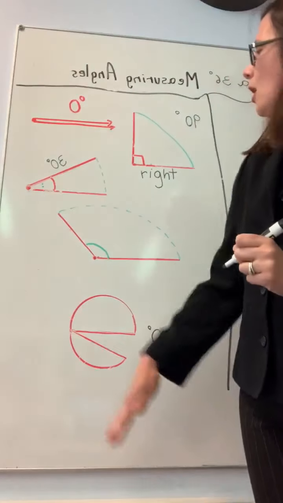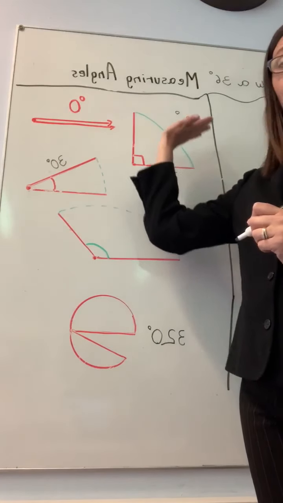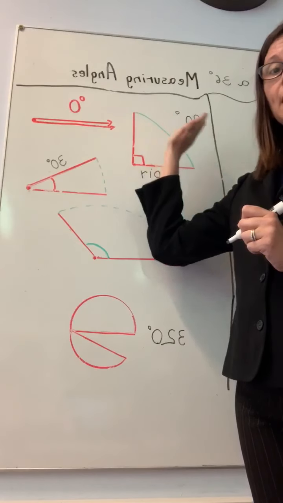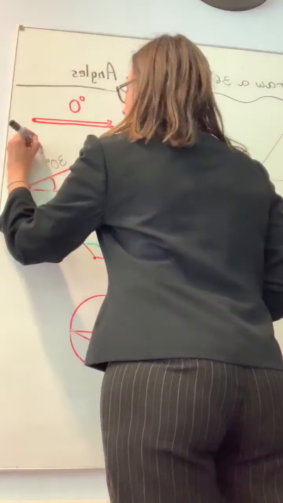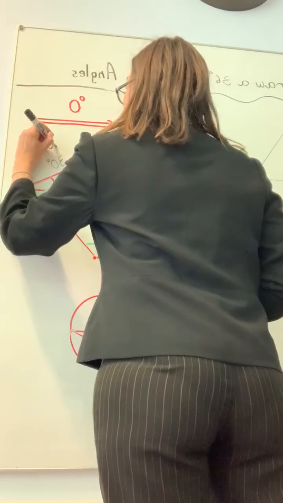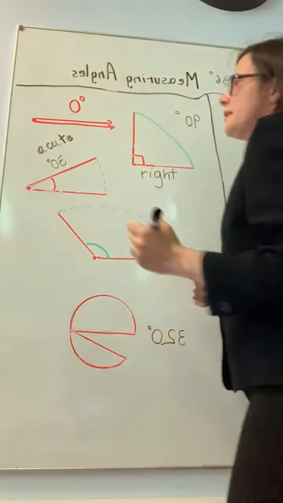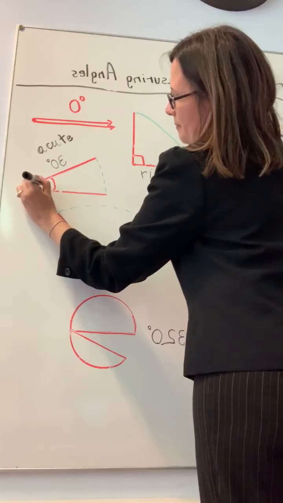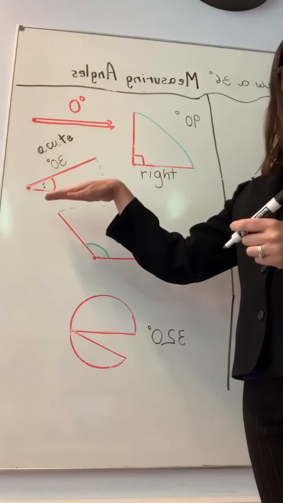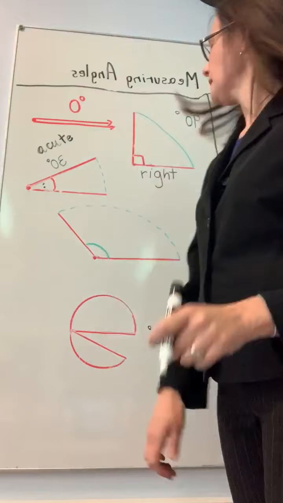When the angle is less than 90, between 0 and 90, it will be called an acute angle. A good way to remember is just making this angle look cute. So then you remember it's an acute angle.